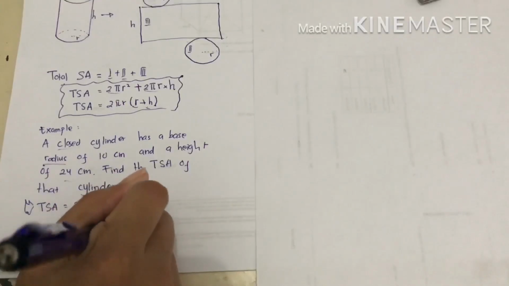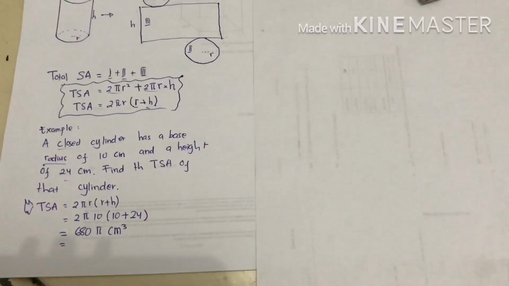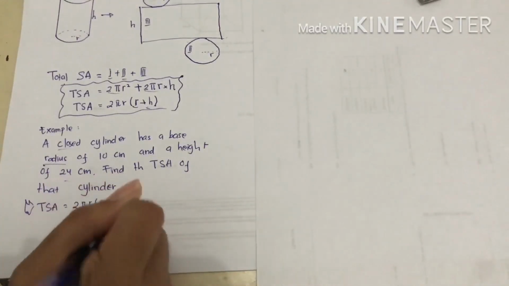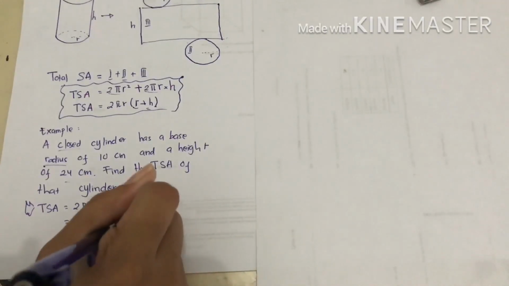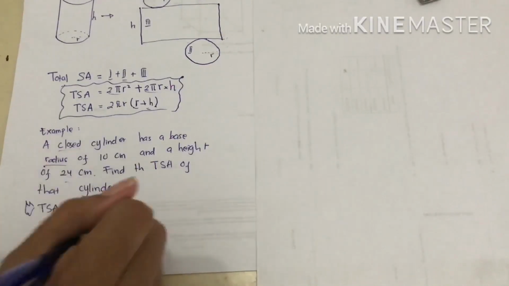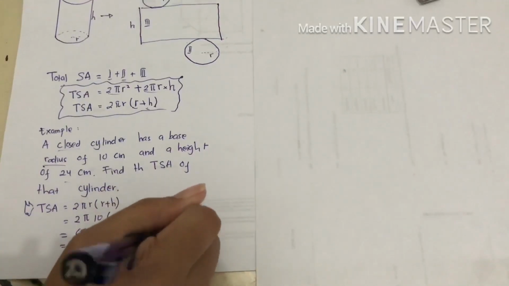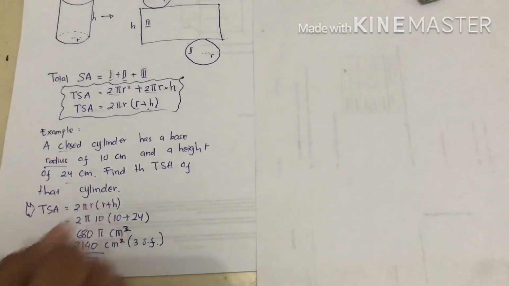680 pi centimeter square. It is in terms of pi, or it is equals to 2140 centimeter square, to 3 significant figure, because this is surface area. So this is the final answer.